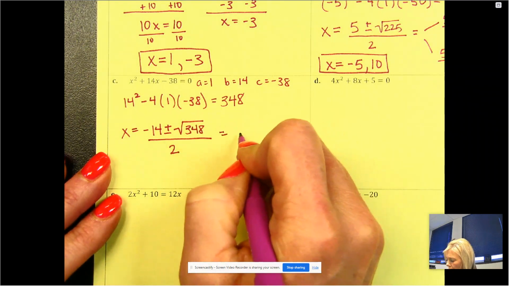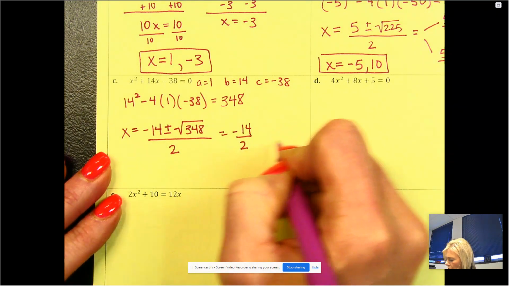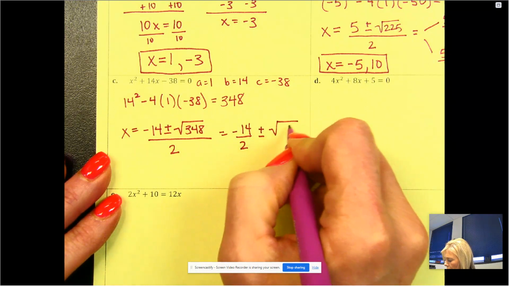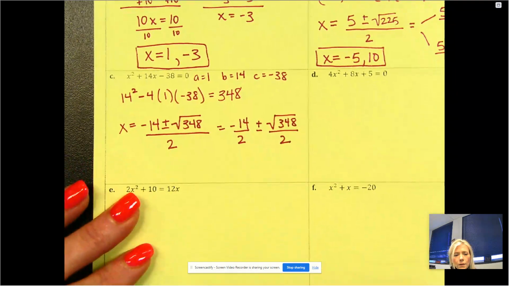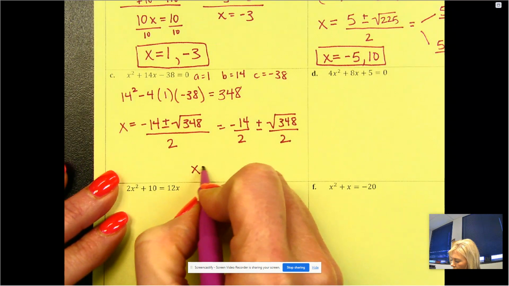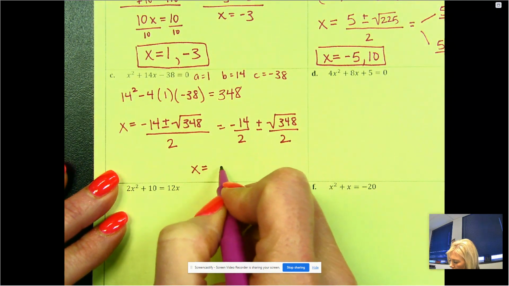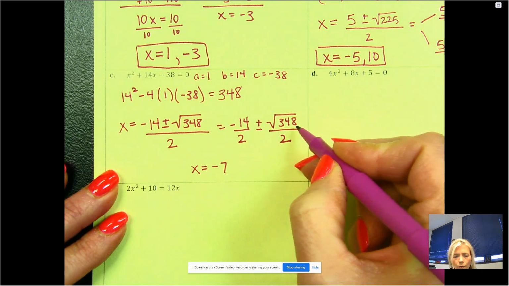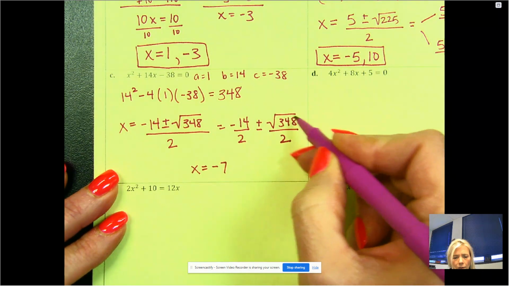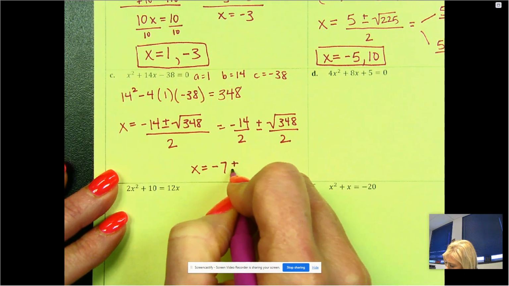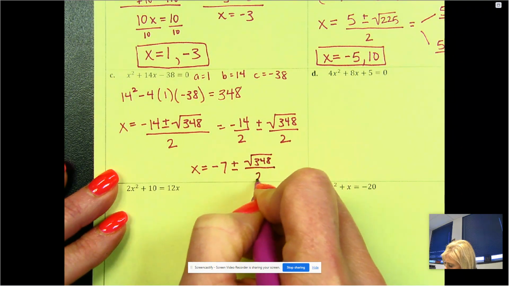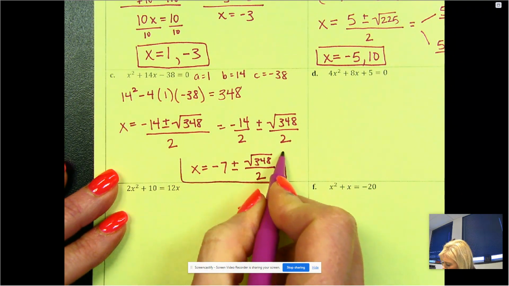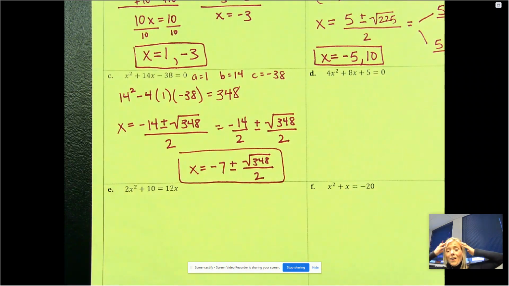Then we break it apart. Negative 14 divided by 2 plus or minus the square root of 348 divided by 2. Then we simplify as much as we can. Negative 14 divided by 2 is negative 7. And then since the square root of 348 isn't a whole number, it stays in the square root. And so we just say plus or minus the square root of 348 divided by 2. Be really careful with how you're writing your answers. They should honestly look exactly like mine.